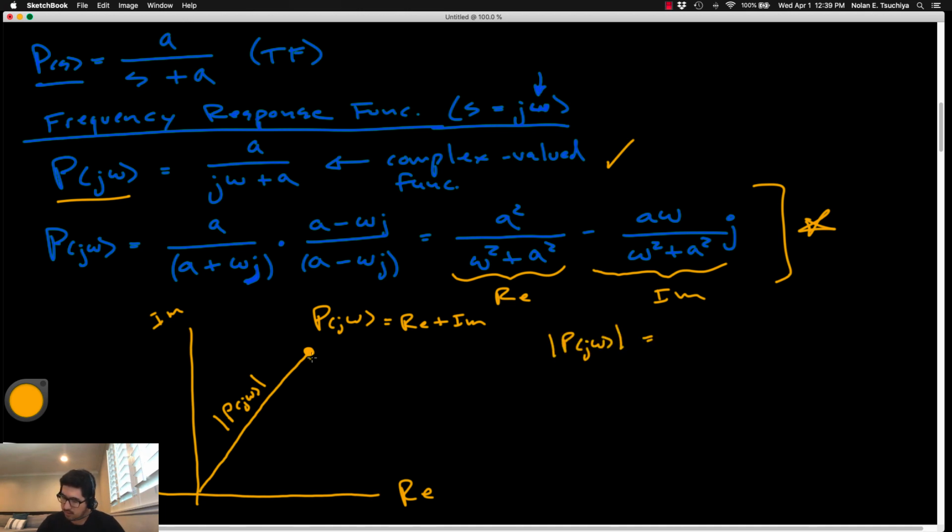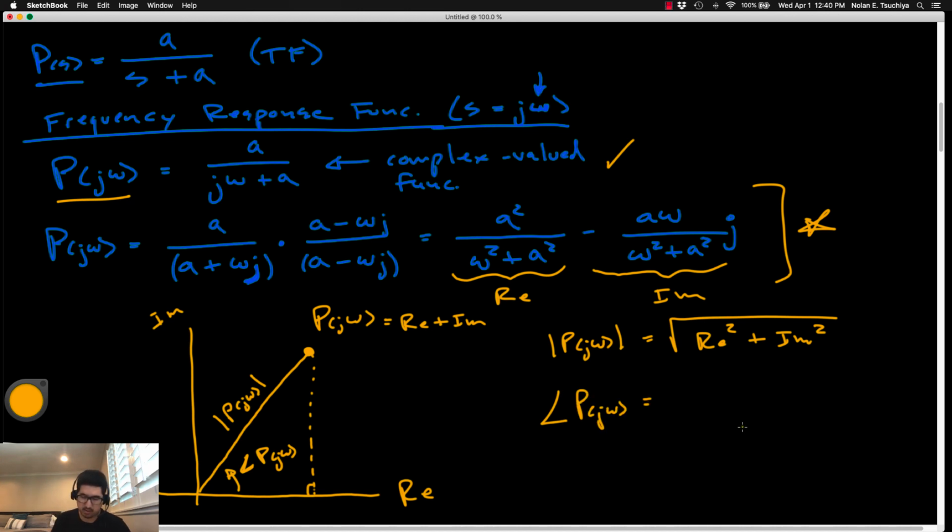Well, mathematically, that's just the Pythagorean theorem. So that's going to be the square root of the real part squared plus the imaginary part squared, like so. And then the phase angle, the angle of P of j omega, we just have to use some basic trigonometry to figure that out. That's just going to be the arctangent of the imaginary part over the real part.